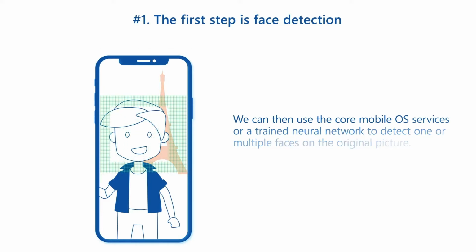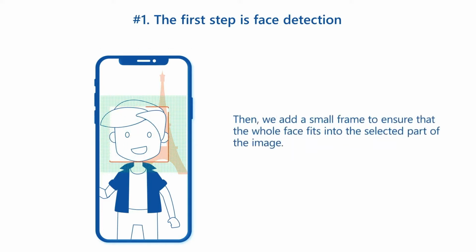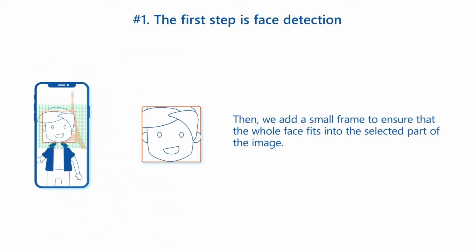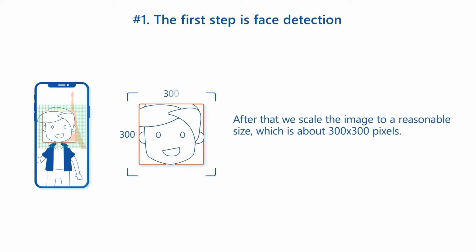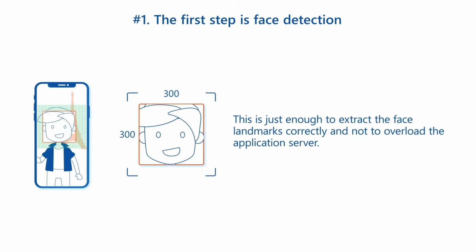the original picture. Then, we add a small frame to ensure that the whole face fits into the selected part of the image. After that, we scale the image to a reasonable size, which is about 300 by 300 pixels. This is just enough to extract the face landmarks correctly and not to overload the application server.